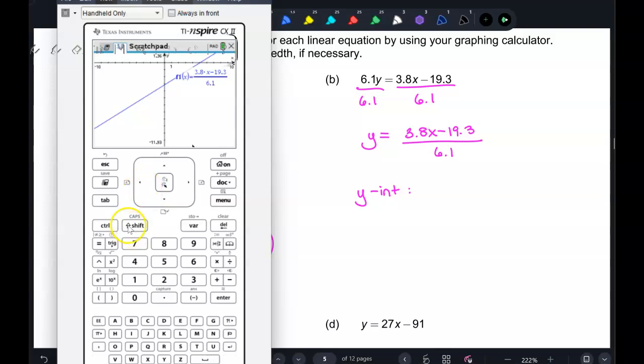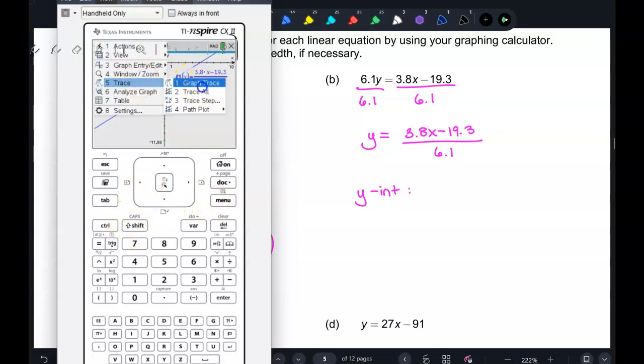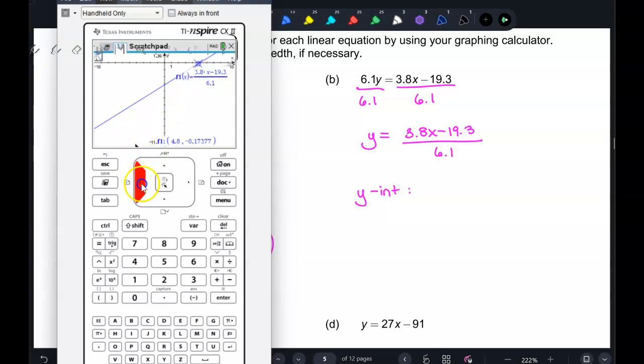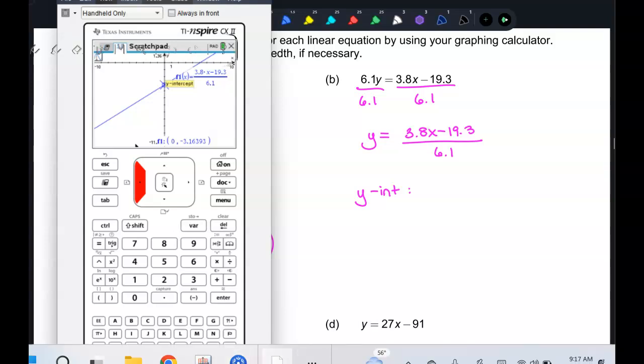Okay, Jonah, did you do menu, trace? No, I don't know what numbers to put. Okay, we use the trace button until it's right where it crosses. But how do you make that line? I don't know what numbers to type in. You didn't write down what I had. Which numbers do you put in the calculator? This one.